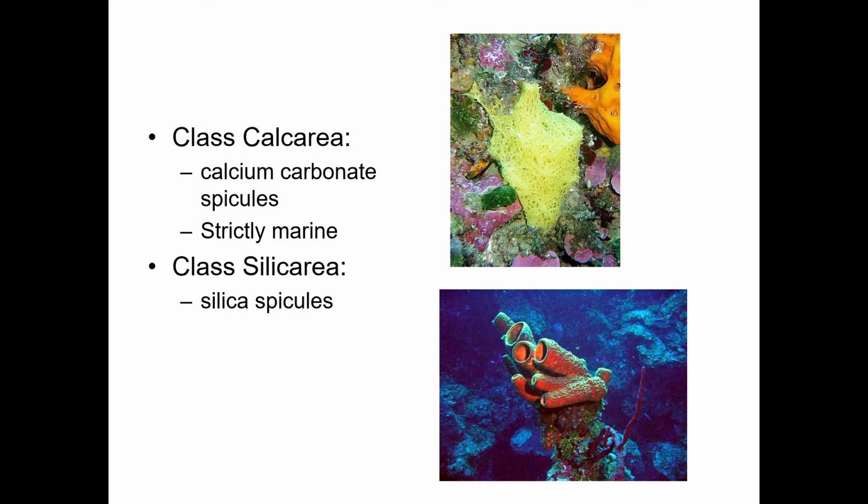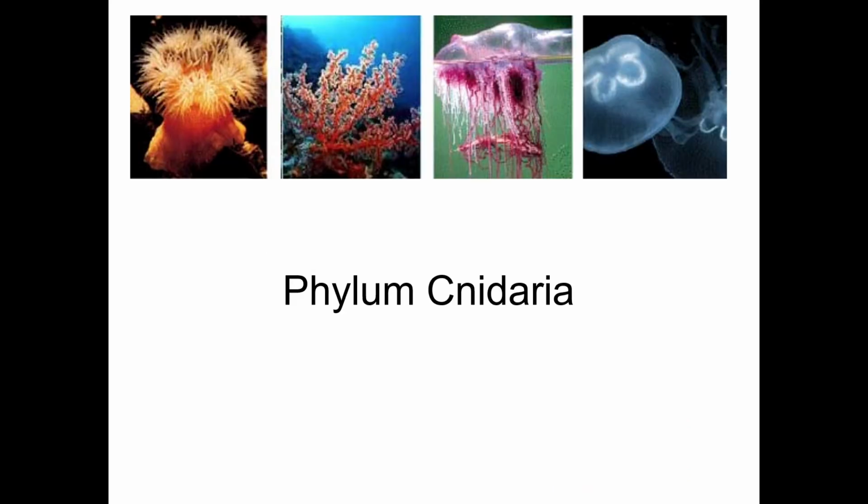We have two classes of sponges. We have Calcaria, which are strictly marine and have calcium carbonate spicules. That's what differentiates them from the other class, which have silica spicules. So we basically have almost nothing compared to a typical animal, no body symmetry either, but they are considered very basic animals. Now we'll add a few more features here, and we wind up with the phylum Cnidaria.